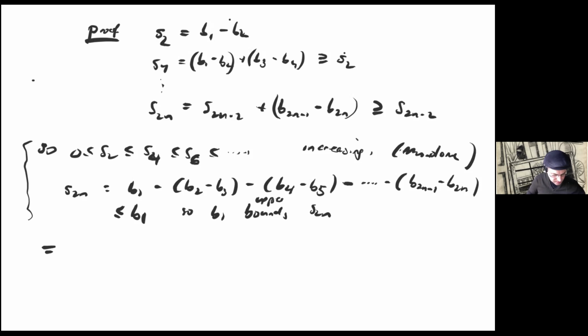So that implies the limit as n goes to infinity of S_(2n) exists. Well, that's what it means essentially for the series to converge, even though I'm looking at only the even partial sums. But we can just look at the even partial sums. That's enough for the limit to exist. Okay, so that's the idea of the proof. The proof is done.